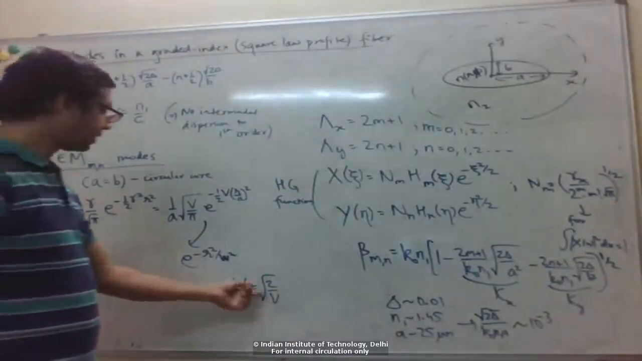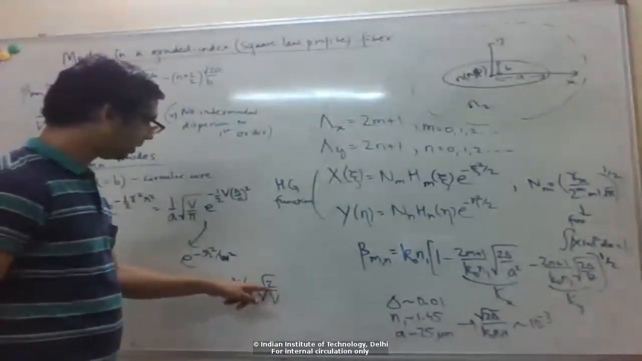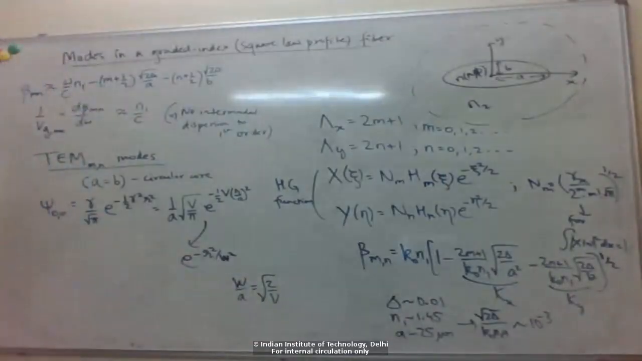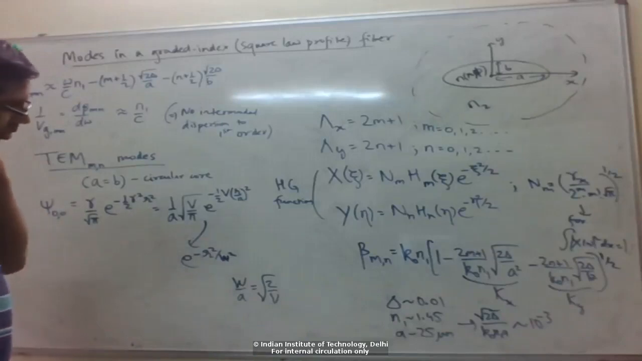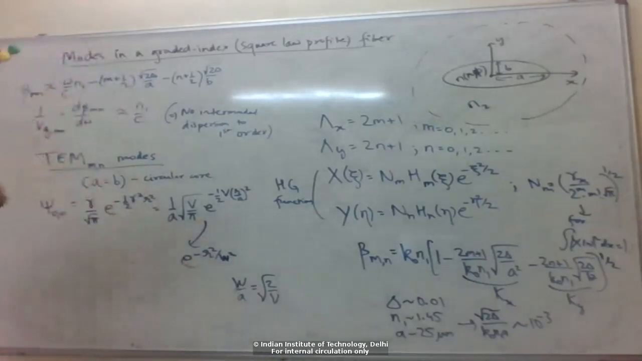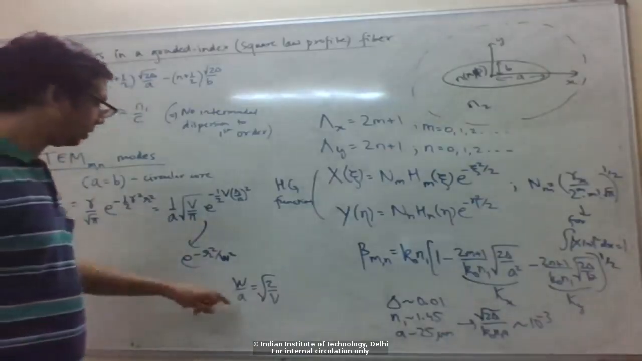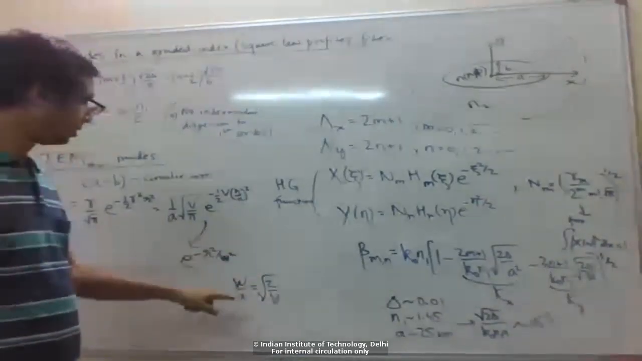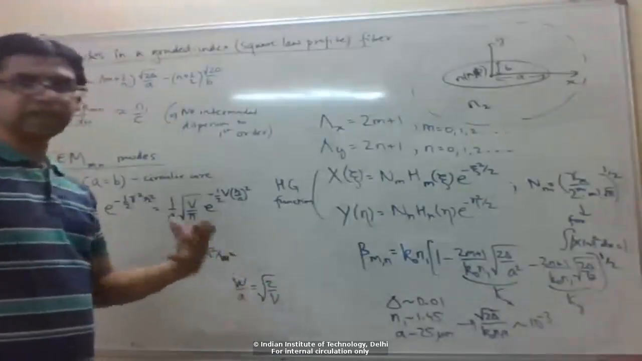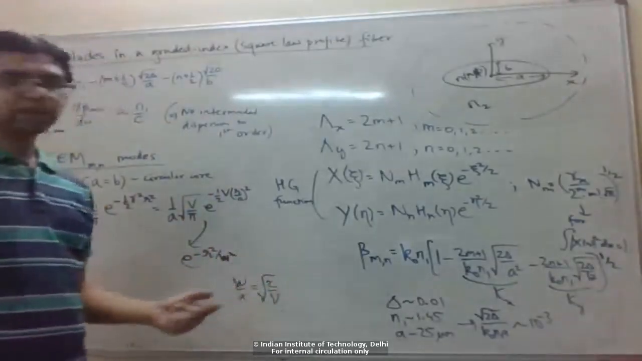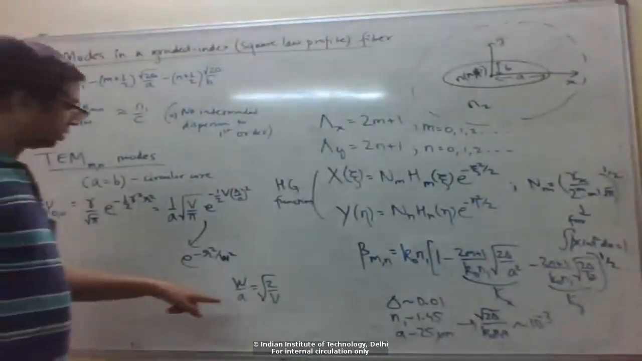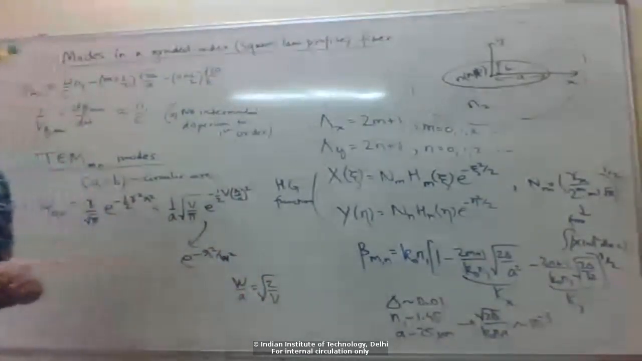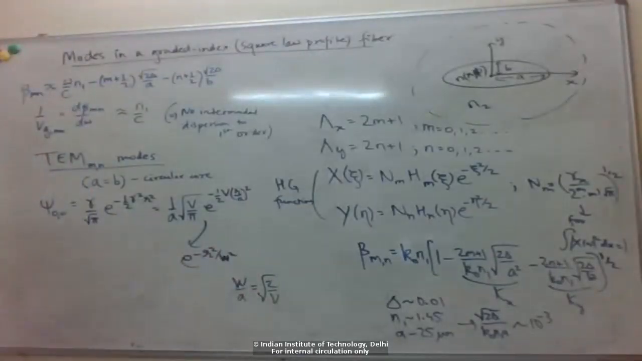The spot size is the core radius times something inversely proportional to the square root of V. So as the V number increases, the spot size goes down. If you increase the core size, then a is also increasing, so the spot size will increase. But if you increase the V number by reducing the wavelength, with a constant, the spot size will go down. So the mode is more confined for smaller spot sizes, as you would expect.